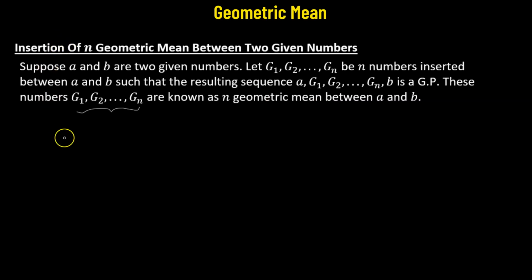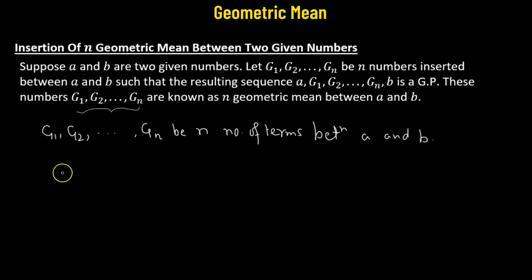So here we have stated that g1, g2 all the way up to gn are n terms between those two numbers a and b. That means a will be the first term, the term next to it will be g1, followed by g2, and then the second last term will be gn, and the last term will be b. So these numbers are in GP. That means they are in a geometric progression.